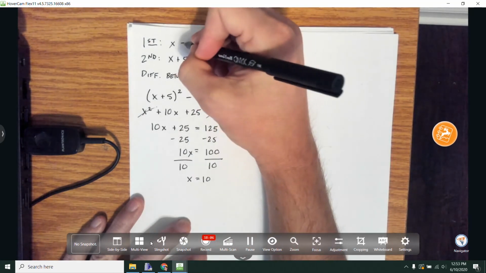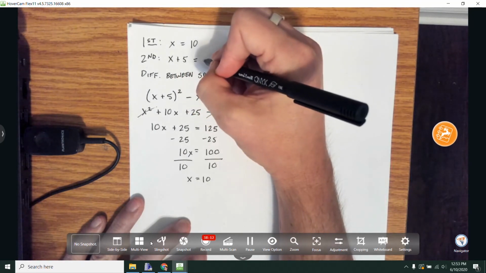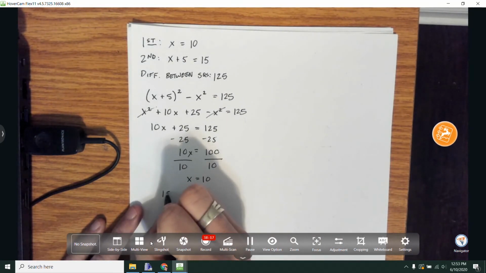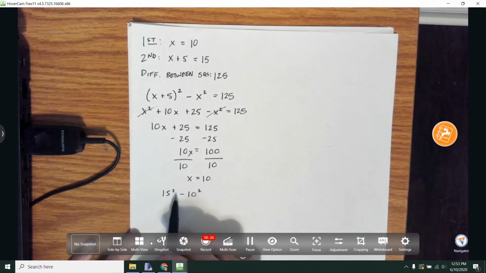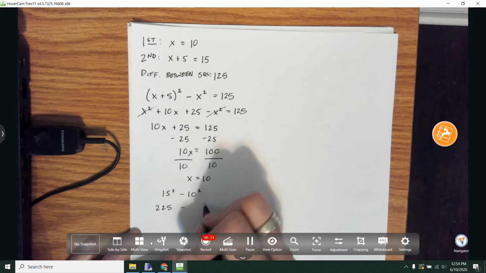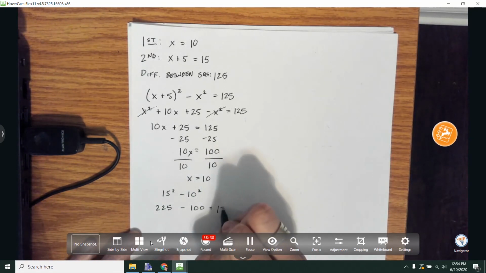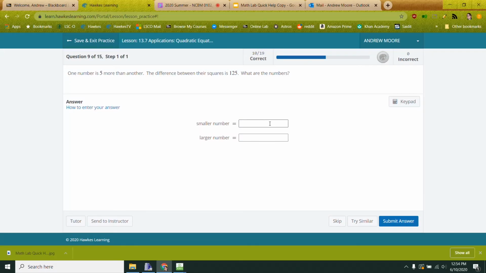So that's what our first one is, just 10, and we plug in the 10 here. 10 plus 5 is 15. If we were seeing if this ends up being right, we're doing 15 squared minus 10 squared. If we do 15 squared, we should get 225. We did 10 squared, that's 100, and the difference between that is 125, which is what our problem said it would be.